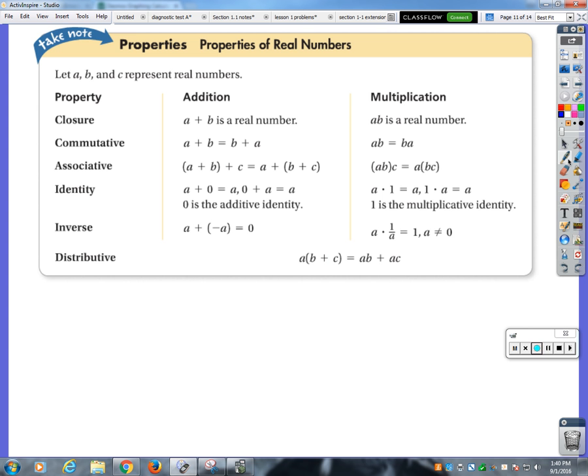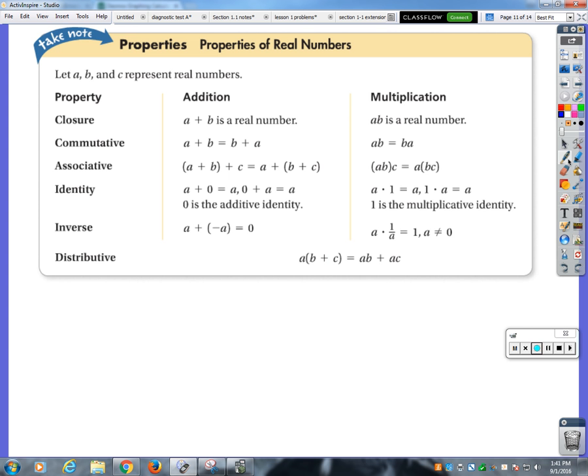One is called the closure property, and that is that if you add two of them together, you still stay in the same set of numbers. So in other words, if you start with A and B and they're both real numbers, every time you add A and B together, you still get a real number, okay? And every time you multiply A and B together, you still get a real number. That doesn't always hold true, but if it does, then that's called closure.